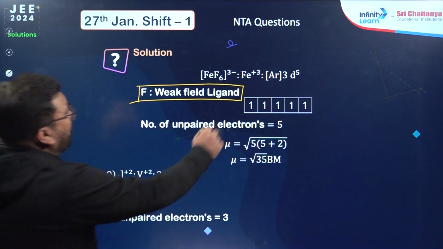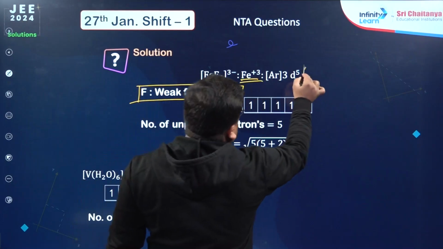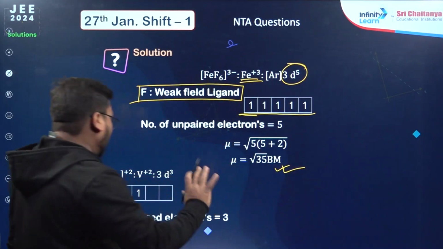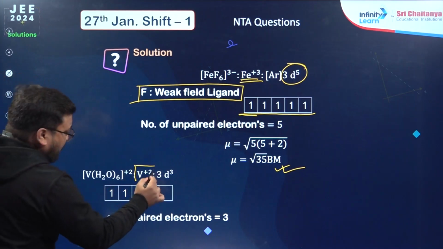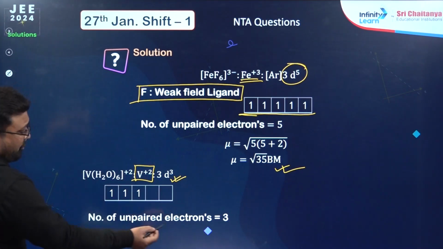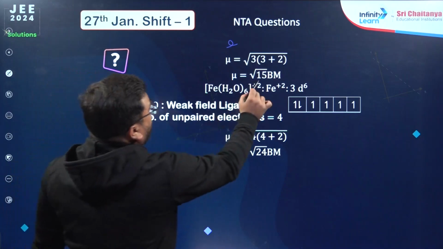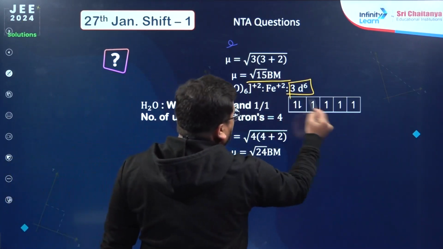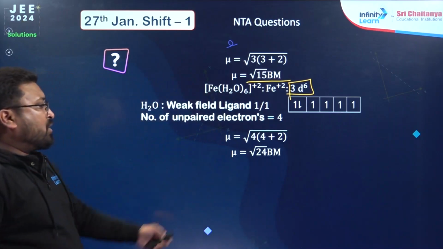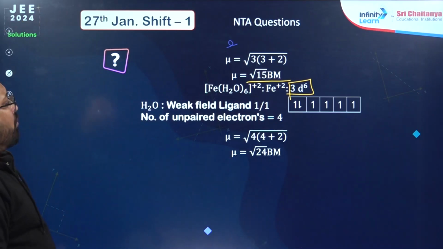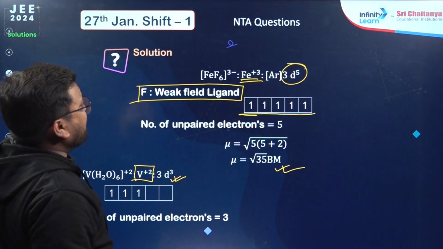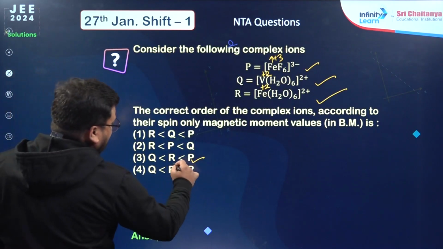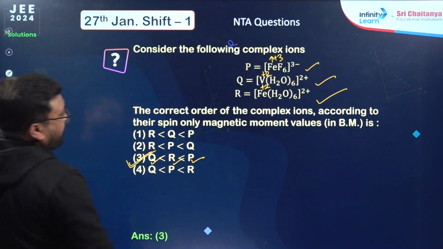Okay, so bacha log, Fe3 plus. This configuration will be 3d5, so the Bohr magneton is this. I think very easy. And for vanadium 2 plus, the outermost configuration is d3, so its value will be root 15 Bohr magneton. And for Fe2 plus, this is 3d6, so this will be the answer, 24 Bohr magneton. So first, H2O as a ligand will be the highest. So you can say which is the highest value. So P is the highest, then R, and then Q. Okay, so 3 will be the answer.